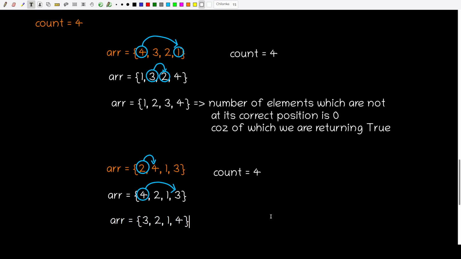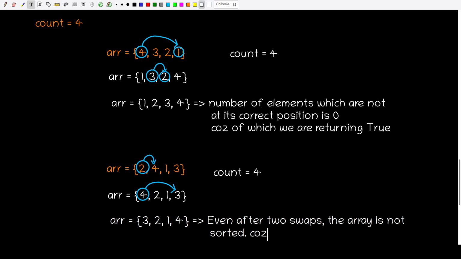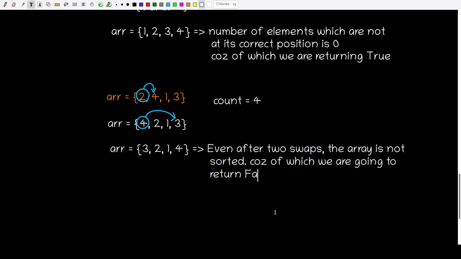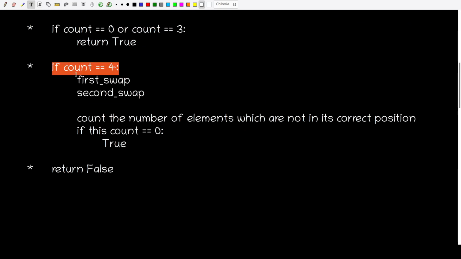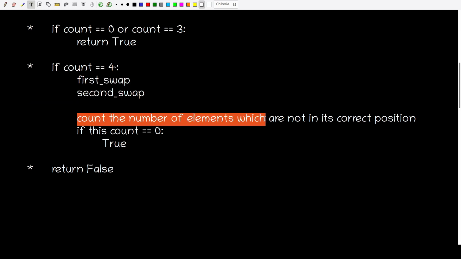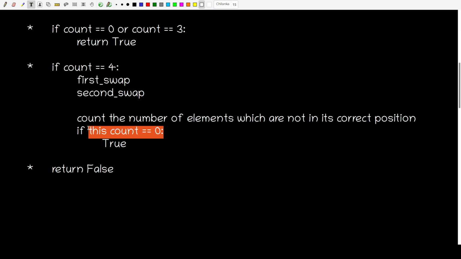And as you can see, even after two swaps the array is not sorted, because of which we are going to return false. And this is the reason, folks, why in the case where the number of elements which are not at their correct position is 4, after two swaps we again count the number of elements which are not at their correct position. This is just to check whether we have indeed sorted the array, and if after two swaps this count is equal to 0, then only we are going to return true.